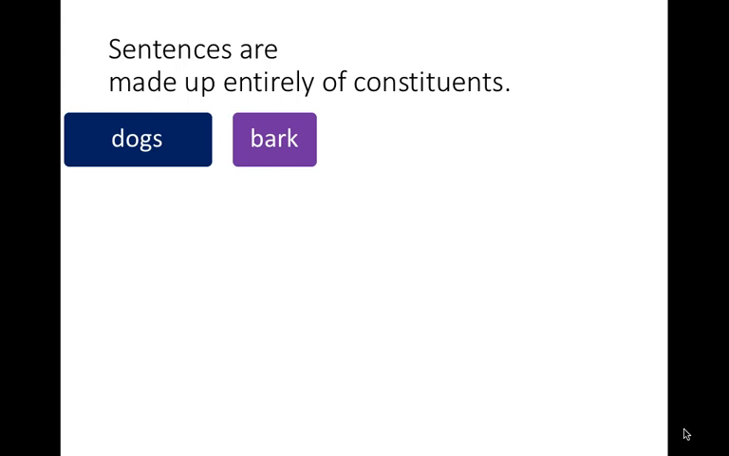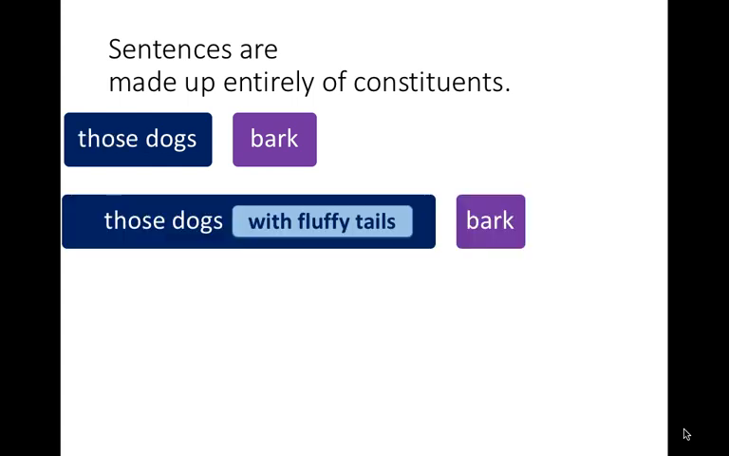For example, they could be really short. Dogs, that's one, bark is another. Or they could be a little longer. Those dogs is a constituent, bark is another. And in that first one, we could embed another constituent in it. Those dogs with fluffy tails is a constituent, and it has a shorter constituent with fluffy tails in it. And then bark is still a constituent by itself.